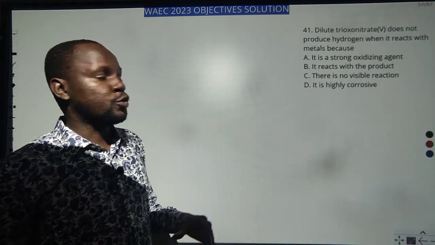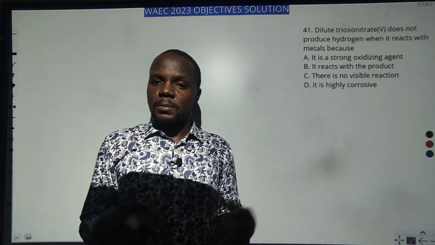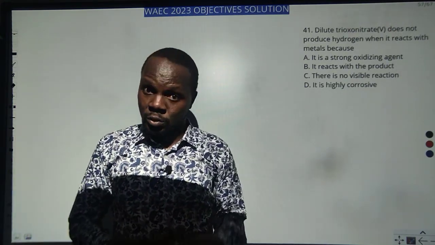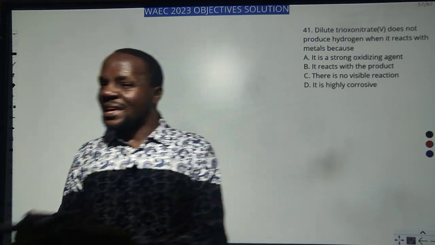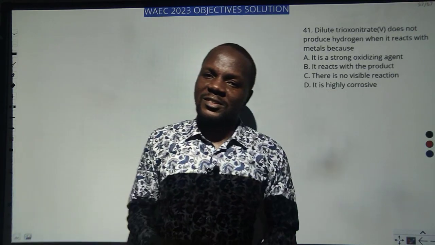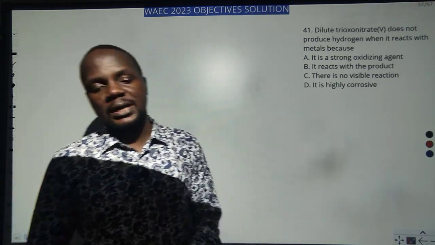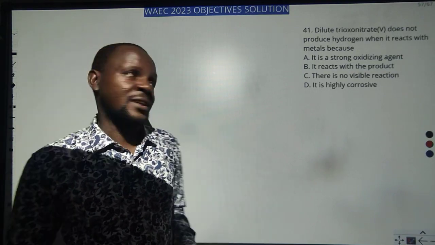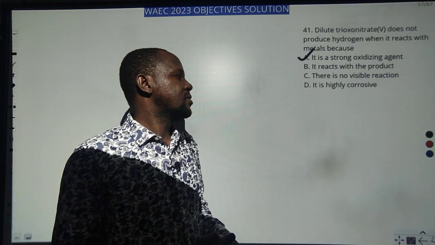Dilute HNO3 does not produce hydrogen when it reacts with metal, because many times when we teach hydrogen and its compounds, we tell you HNO3 is not used in the preparation of hydrogen, simply because it is what? A powerful oxidizing agent. It is a strong acid. I hope you understand. So next time you see that, just say that. Next one, please.